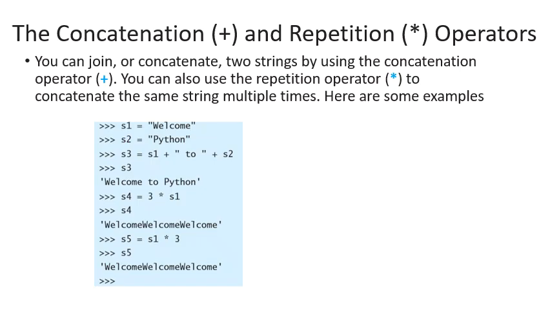The concatenation (+) and repetition (*) operators. You can join or concatenate two strings by using the concatenation operator +. You can also use the repetition operator * to concatenate the same string multiple times. s1 = "welcome", s2 = "Python". If you want to concatenate these two strings, s3 = s1 + " to " + s2. So s3 is "welcome to Python". Suppose you want to display welcome three times, you can use the repetition operator, s1 * 3. s1 is welcome, so welcome, welcome, welcome. It is repeated 3 times.